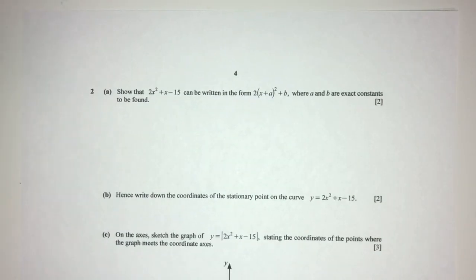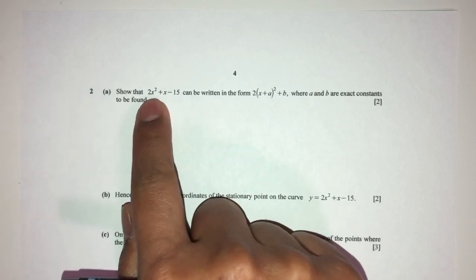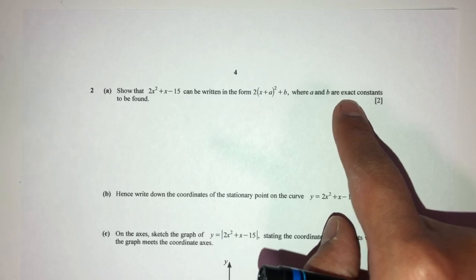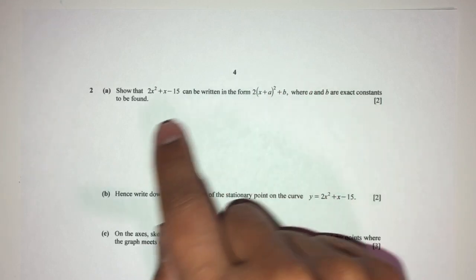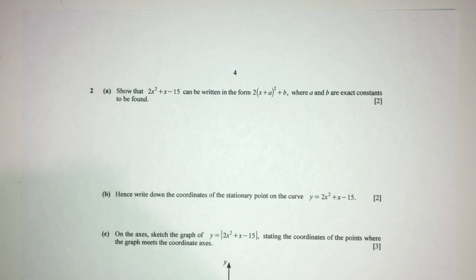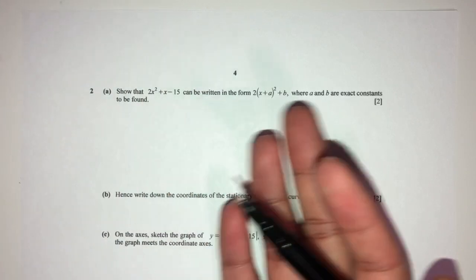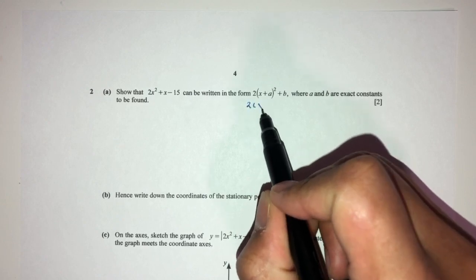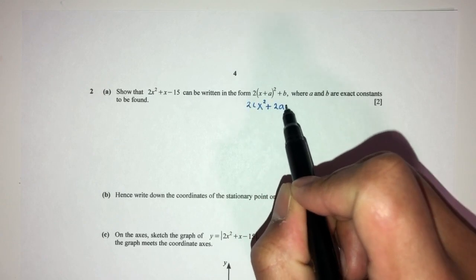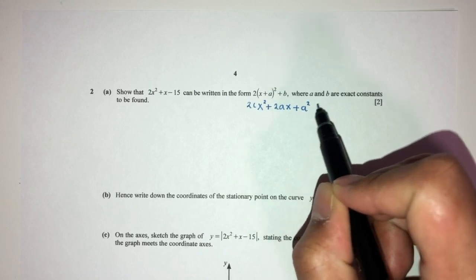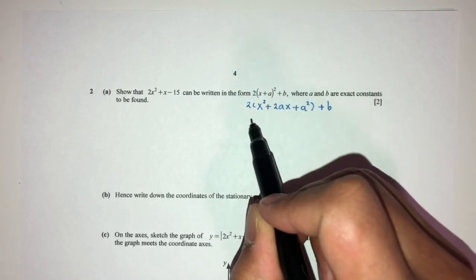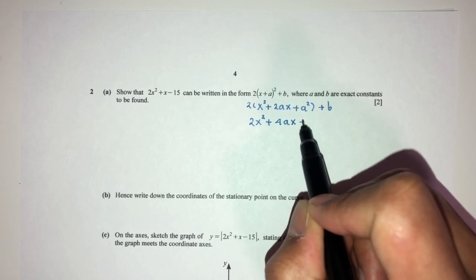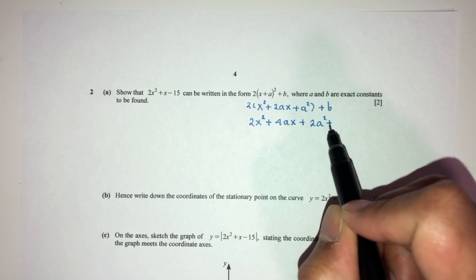Now let's move on to question number 2. We have to show that this can be written as this, where a and b are exact constants to be found. Now again, it is up to you. You can always complete the square, or you can always expand this and compare coefficients. For example, I can say this is equal to 2 times x squared plus 2ax plus a squared, and then plus b. I can say this is 2x squared plus 4ax plus 2a squared plus b.